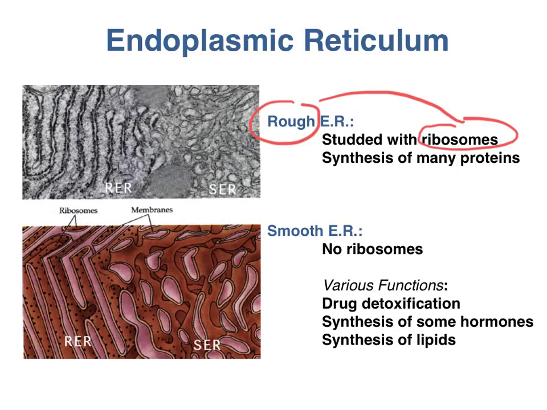The smooth ER is smooth because there are no ribosomes. So protein synthesis is not a major function, but the smooth ER does do a number of different things. It's involved in drug detoxification, making some hormones like the steroid hormones, making lipids. So there are cells in your body that are specialized for these functions that contain enormous amounts of smooth ER, like cells in the liver, which does a lot of drug detoxification, muscle cells, hormone-producing cells. These all have lots of smooth ER.